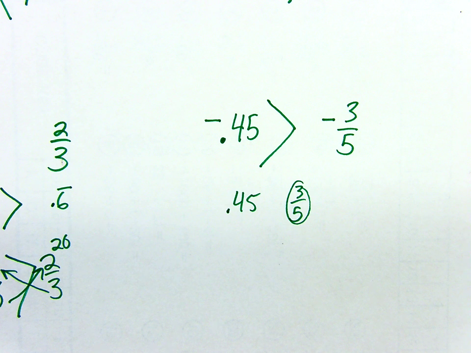If one's positive and one's negative, what are you supposed to do? Take the positive. You just automatically take the positive one. There's not even any math to do. And then if they're both positive, you try some of the things that we've already practiced.